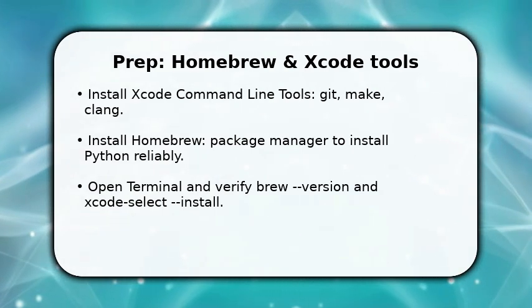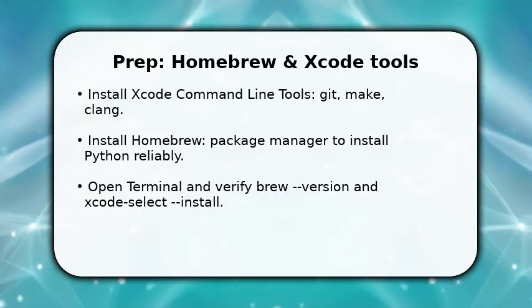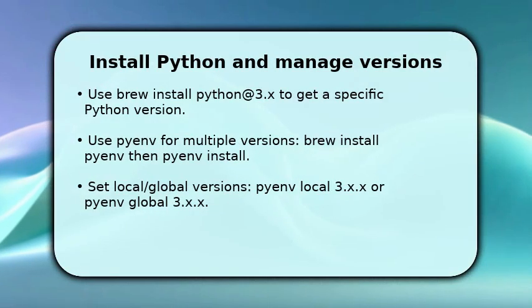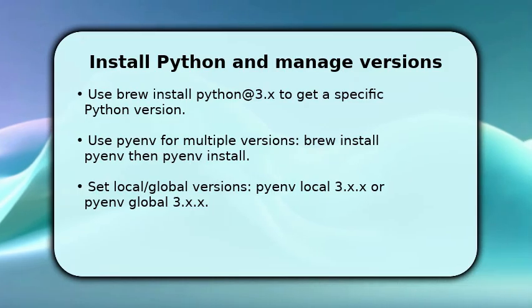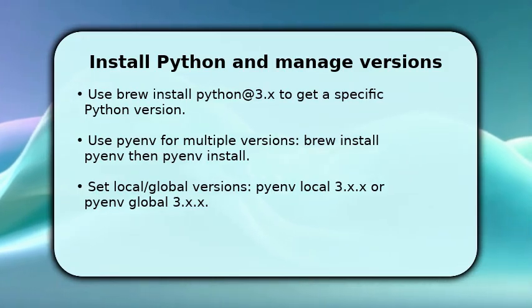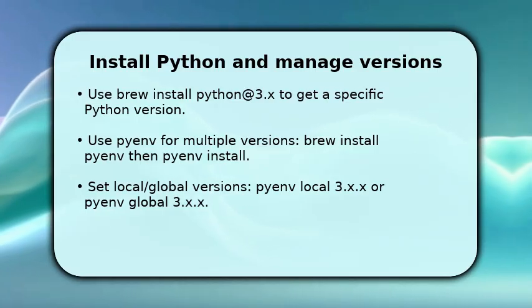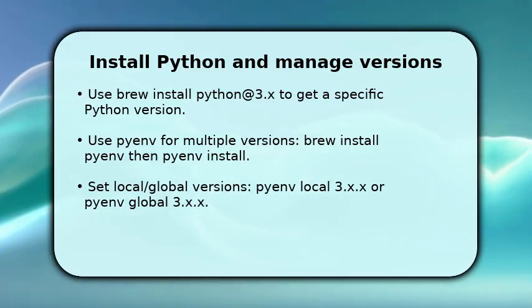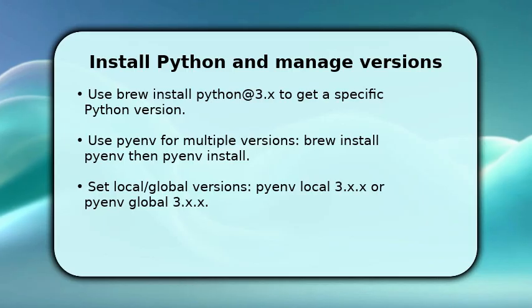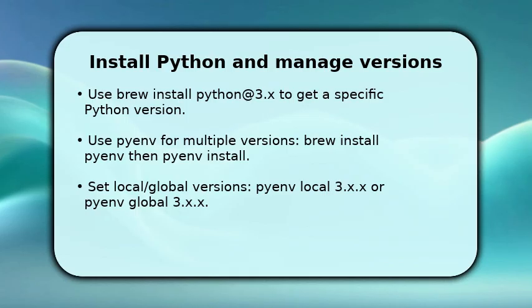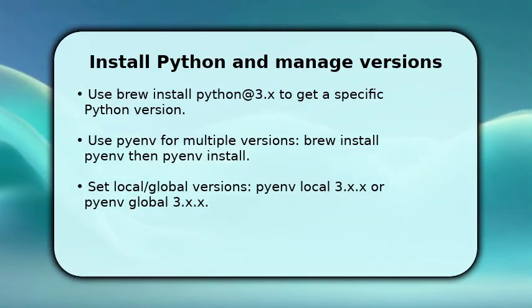Now install Python through Homebrew or pyenv to control versions. If you want a single stable install, run brew install python@3.x and then adjust PATH so /usr/local or /opt/homebrew comes first. If you need multiple versions, install pyenv with brew, then pyenv install 3.x and pyenv local or pyenv global to select a version. Doing this ensures pip targets the correct interpreter.